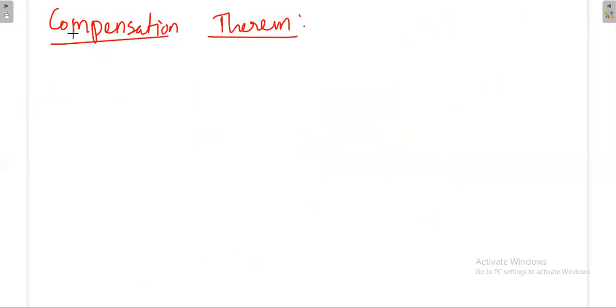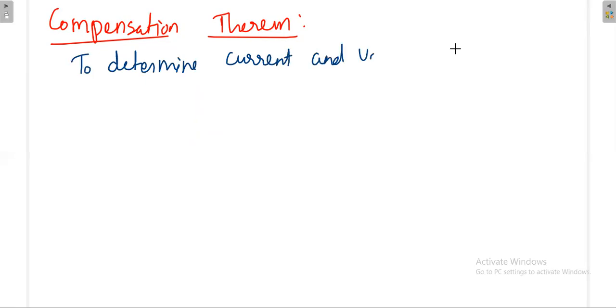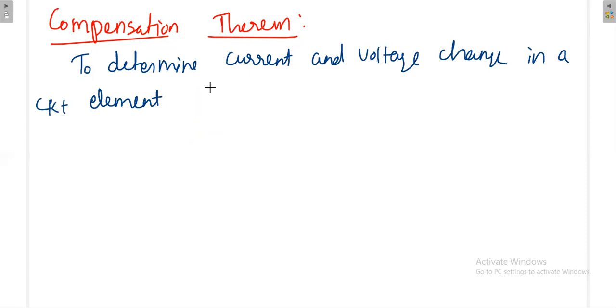Okay, I'll give the definition. The compensation theorem is useful to determine the current and voltage change in a circuit element when the value of its impedance is changed.